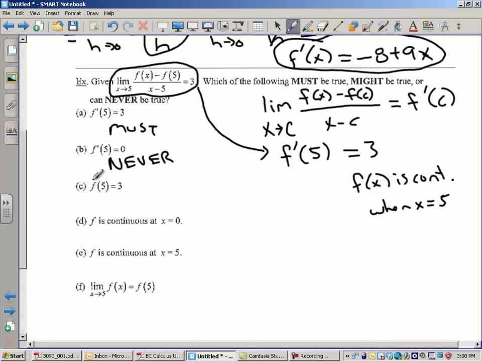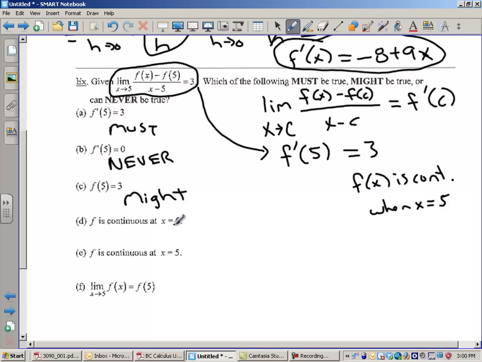Now what about f of 5? What is f of 5? F of 5 is the y value. Does the derivative say anything about the y value? Well, it does in here. It will tell you the y value, but you would need to know what f of x was to figure that out. But do we care about the y value when we're looking at slopes? The y value could be anything, but the slope just depends on the curvature of the graph. So I'm going to say here that this might be true, but it doesn't have to be true.